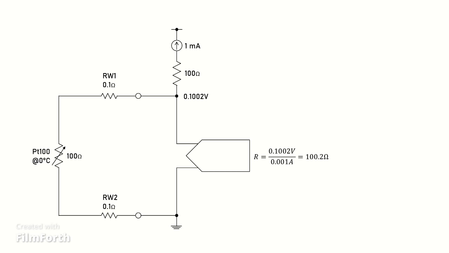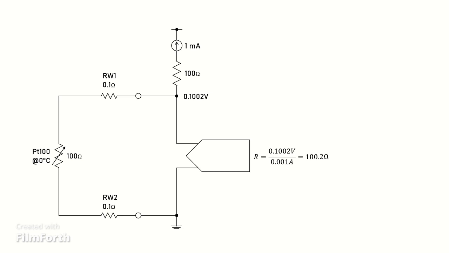Let's look at a simple 2-wire RTD measuring circuit. Let's say that the RTD is a PT100, that is at 0 degrees Celsius. That means its resistance is 100 ohms. Notice that the voltage measuring circuit is connected across the RTD and the 2 wires, RW1 and RW2.